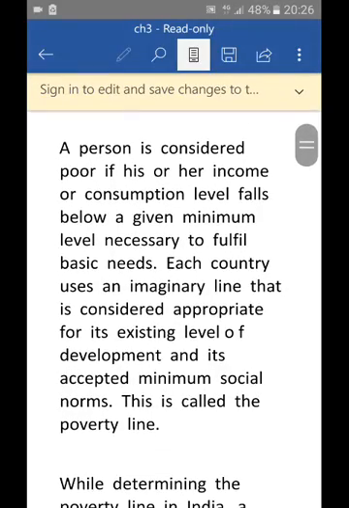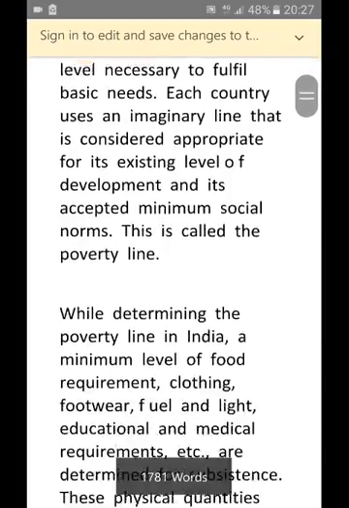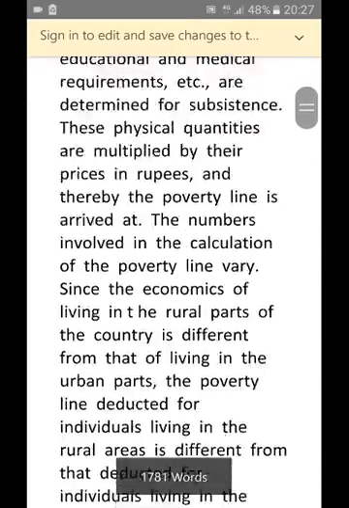A person is considered poor if his or her income or consumption level falls below a given minimum level necessary to fulfill basic needs. Each country uses an imaginary line that is considered appropriate for its existing level of development and its accepted minimum social norms. This is called the poverty line. That much is the answer.